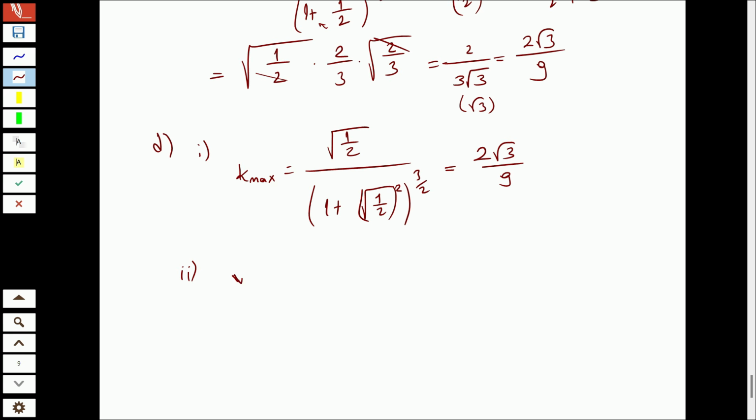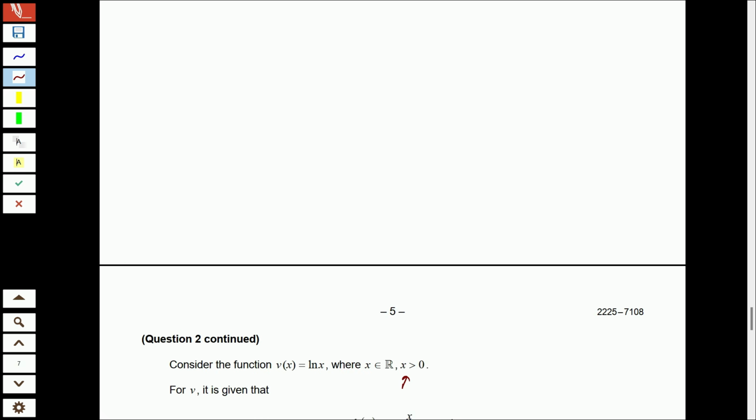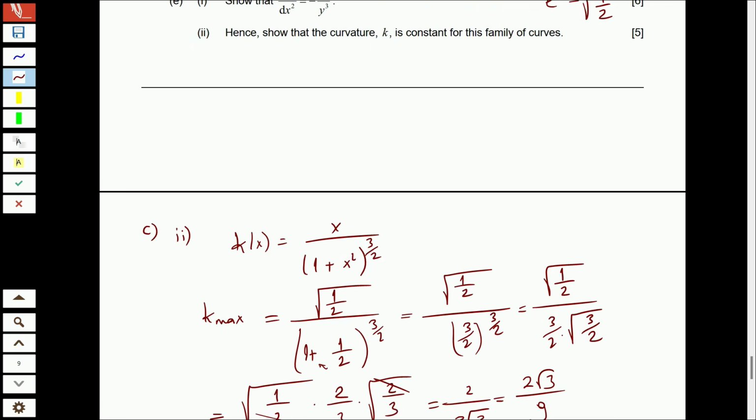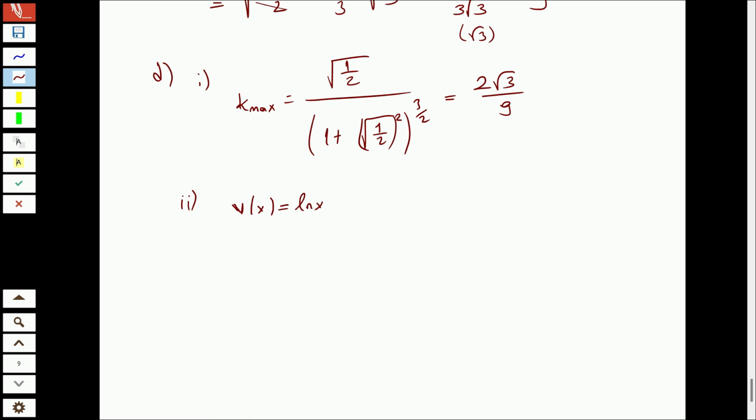And the function v is ln x, and the function w is e to the power of x. As you see from here, these are inverse of each other. So we can write, v and w functions are inverse of each other.